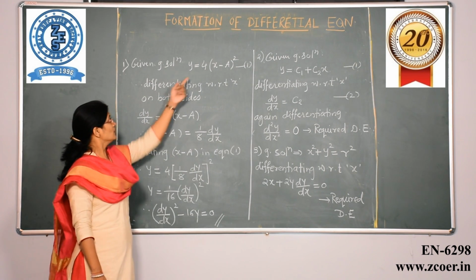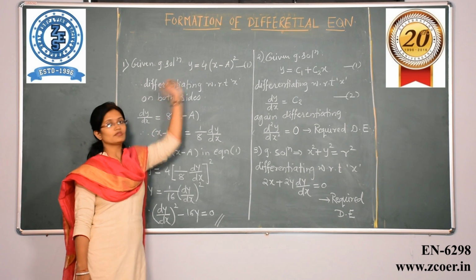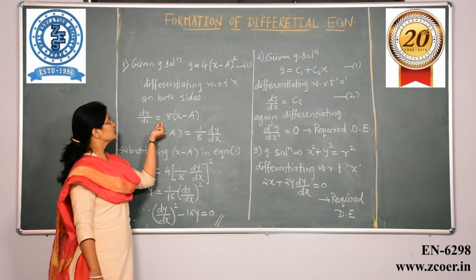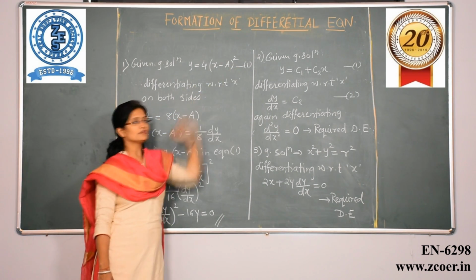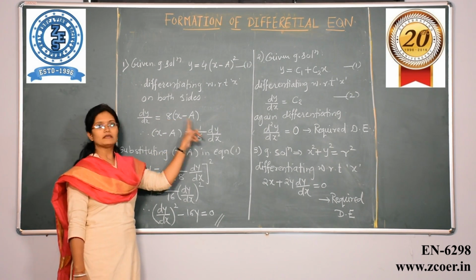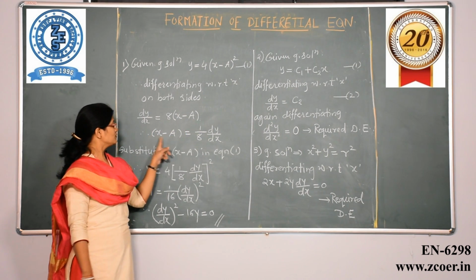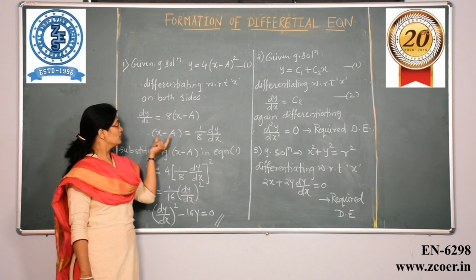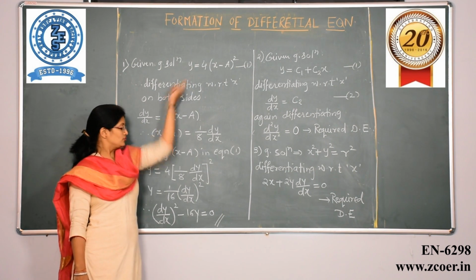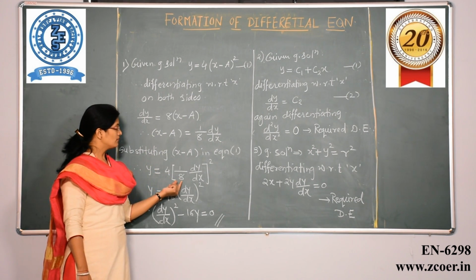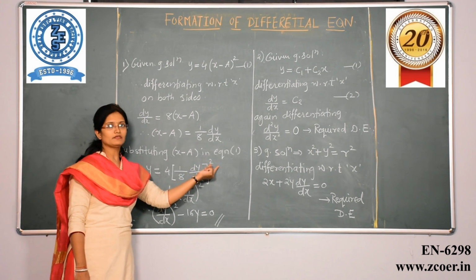So we will differentiate both sides of this general solution by x. We get the derivative of y, dy by dx, equals the derivative of (x minus a) square with respect to x, which is 2 times (x minus a). So 2 into 4, that is 8(x minus a). So we can write x minus a equals 1 upon 8 dy by dx. Now we will substitute this value of x minus a in the given equation 1. So our given equation will now become y equals 4 into (1 upon 8 dy by dx) the bracket square.